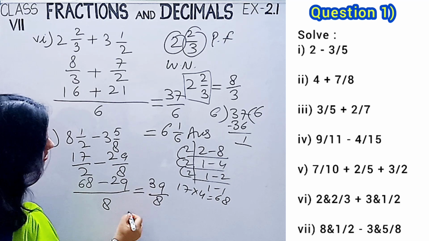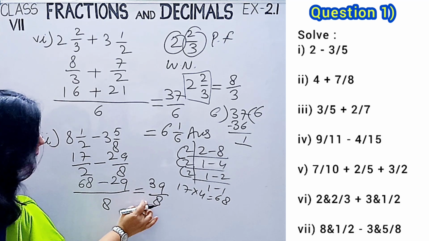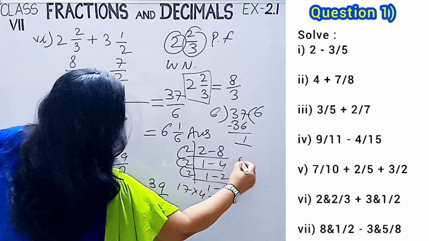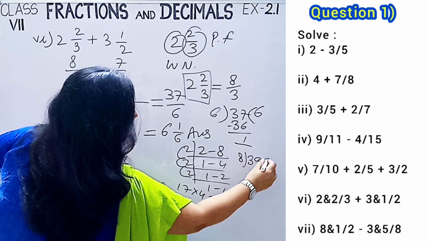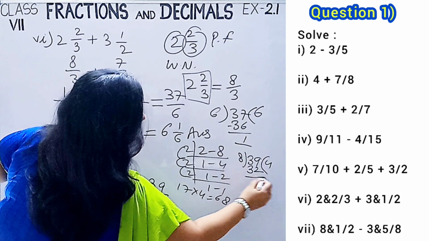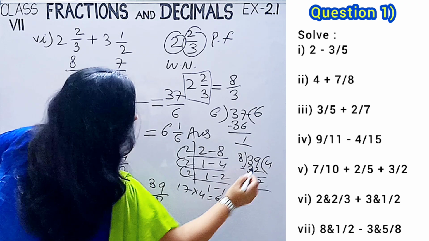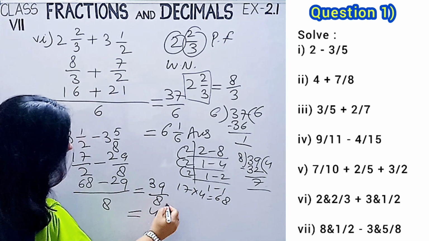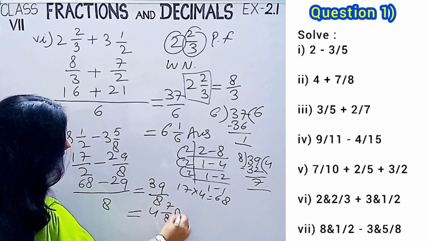Improper fraction, convert into mixed fraction. 39, 8 4s are 32, remainder 7. So 4 and 7 upon 8. Answer.